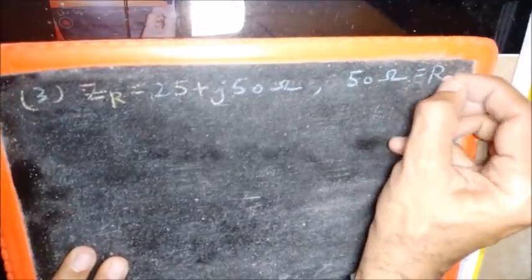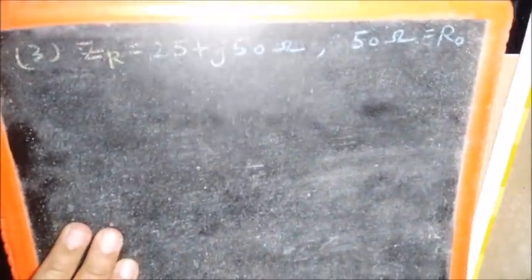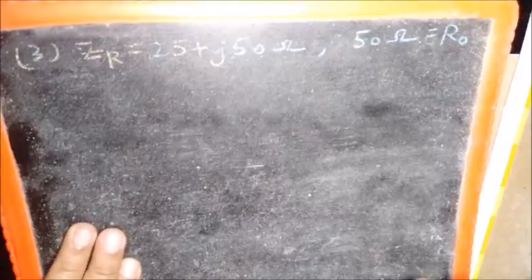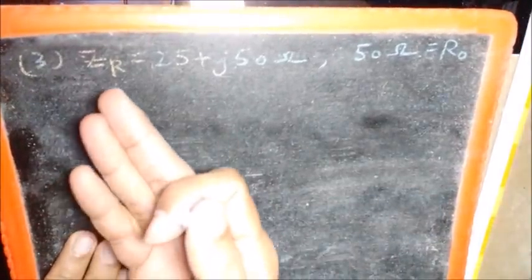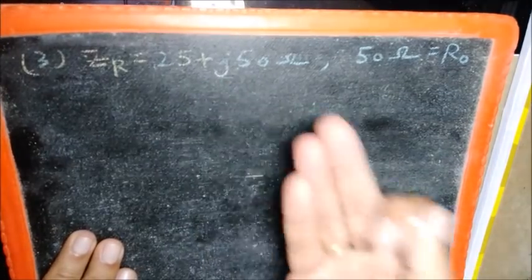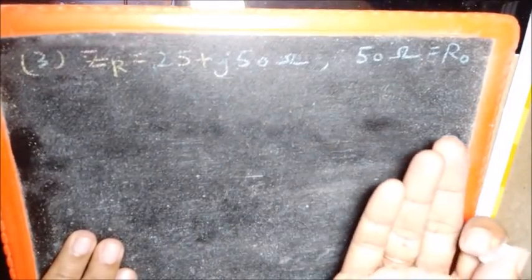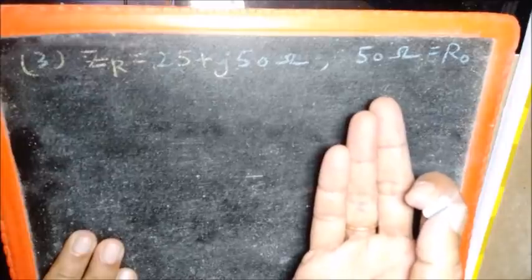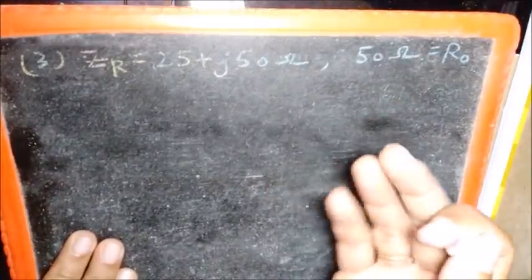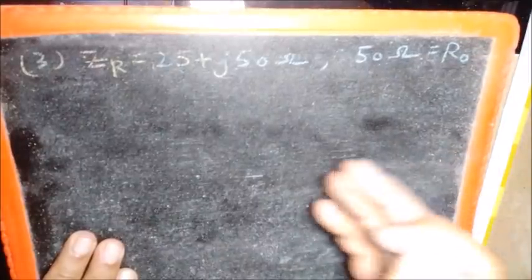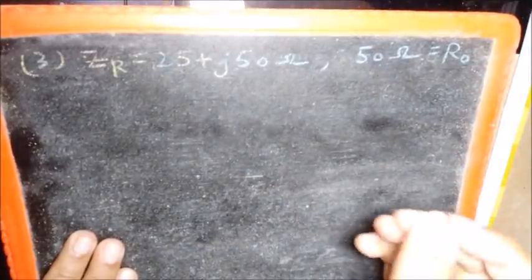That means R0 is 50 ohm. So if I say this is a transmission line of 50 ohm, it means that its characteristic impedance is 50 ohms. So a load of 25 plus j50 ohms is there at the end of a transmission line which is of 50 ohms characteristic impedance. We usually don't say the term characteristic impedance, we just say it is a transmission line of 50 ohm.